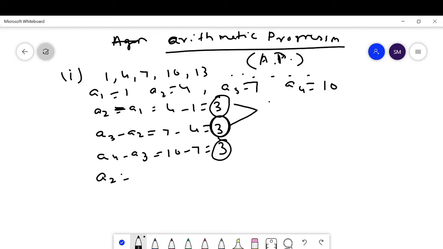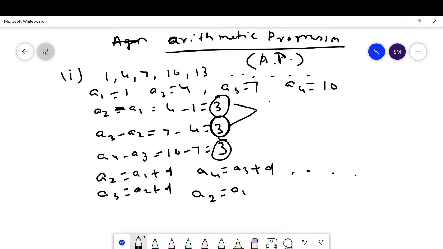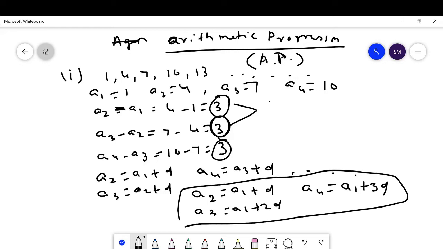This means A2 is equal to A1 plus D. A3 is equal to A2 plus D. A4 is equal to A3 plus D. In this way we can write A2 is equal to A1 plus D, A3 is equal to A1 plus 2D, A4 is equal to A1 plus 3D. This is called an arithmetic progression, in which there is a common difference between two consecutive numbers.